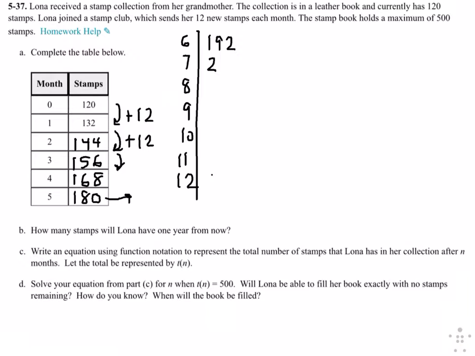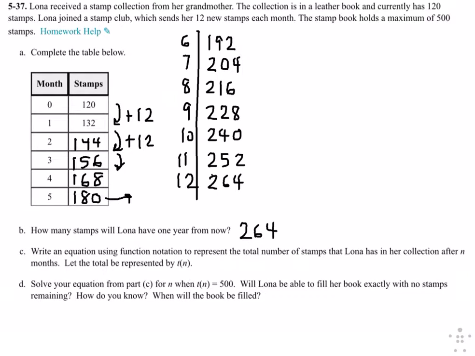Okay, and then plus 12 is 216, plus 12 is 228, plus 12 is 240, plus 12 is 252, and plus 12 is 264. So she will have 264 stamps, right?